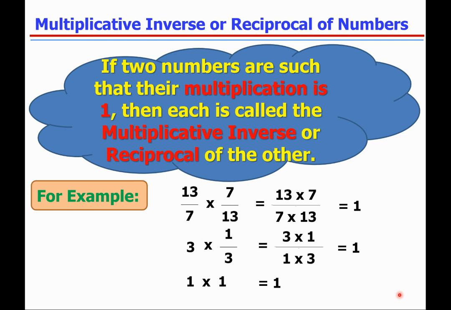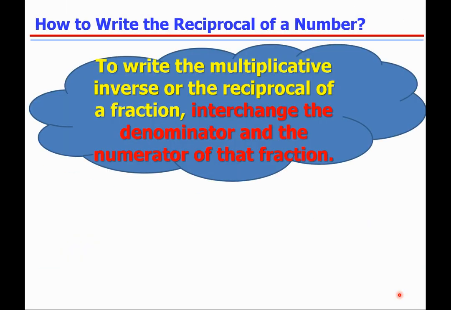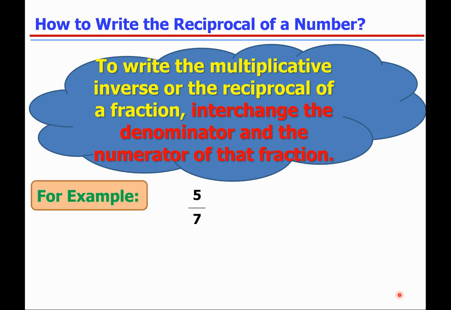The important thing is how to find out, how to write the reciprocal or inverse of some number or maybe some fraction. So to find or write the multiplicative inverse or the reciprocal of a fraction or a number, we will interchange the denominator and numerator of that fraction. Interchange करेंगे, numerator denominator की जगह पे जाएगा, denominator numerator की जगह पे जाएगा. Let's understand with one example. Suppose 5 by 7. Then the reciprocal of this 5 by 7 is 7 by 5. Both are interchanged. Numerator goes to the denominator, denominator goes to the numerator.